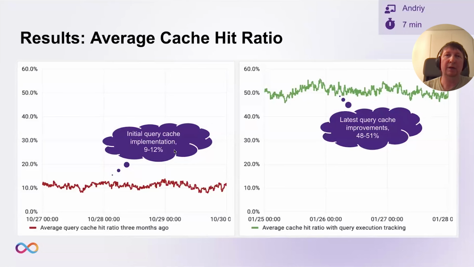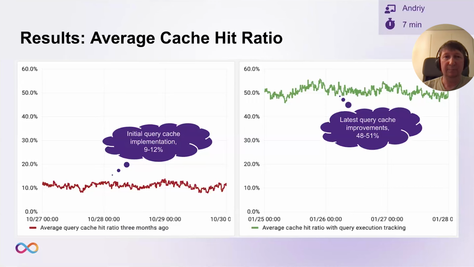So here is the query cache hit ratio graph results. We are discussing results. Cache hit ratio is a percentage of queries served from the cache without actually executing them. So the bigger, the better here on those graphs. It's an average across all the subnets on the internet computer. On the left, it's a graph from 3 months ago with the initial cache implementation. On the right, it's a graph from a few days ago with the improved query cache. As we can see, the query cache hit ratio has improved from around 10% to about 50%. It means that about half of the queries on the internet computer are served from the cache now.